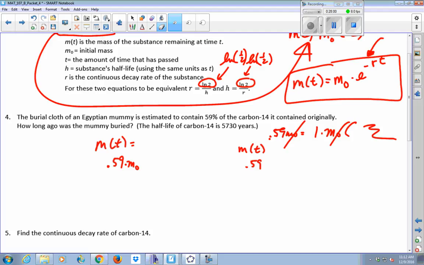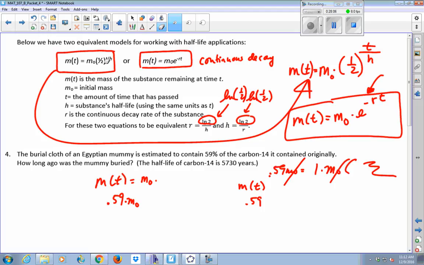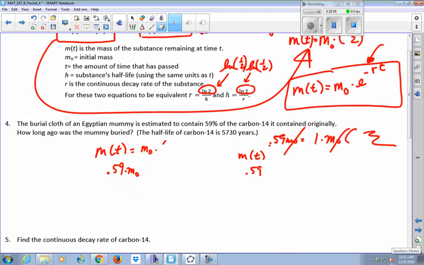Then what do we have? M sub naught times what? Let's take a look again. 1/2 to the t. We don't know t, and we divide it by the half-life, which is 5730. So we're trying to determine how long this burial cloth has been buried when we find 59% of the original carbon-14 in this burial cloth.